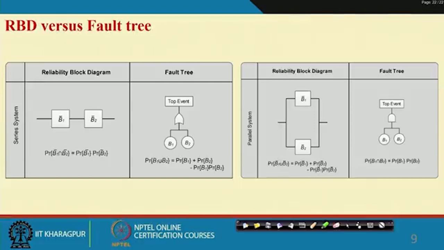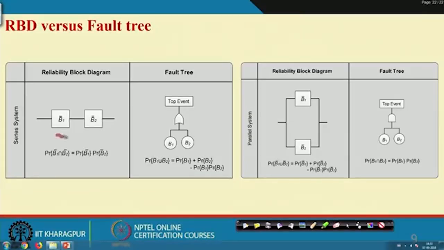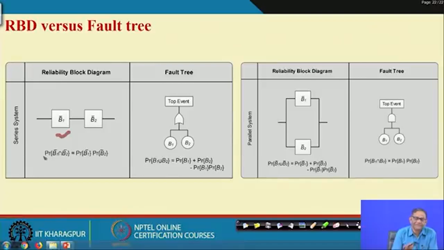Now, we will see the difference between reliability block diagram and fault tree. In fact, one can be constructed from the other. If your reliability block diagram is a series system, that means the success of the system will depend on both the components' success. If this is successful and this is successful, then only the system will be successful. So, if one of the components fails, then the system has failed. That is represented in a fault tree using an OR gate.